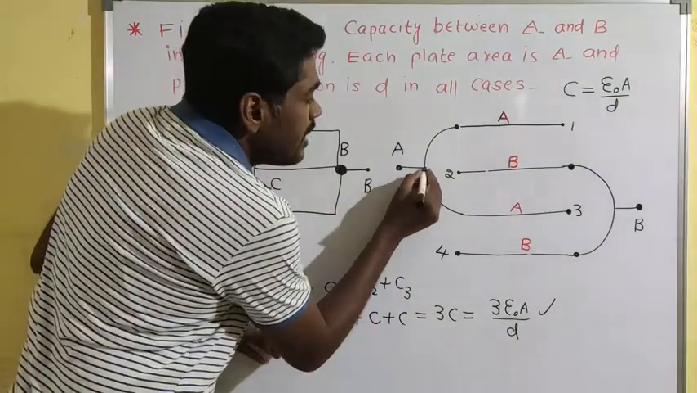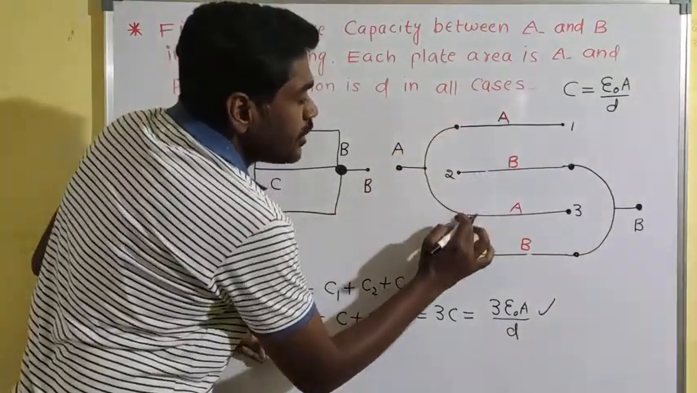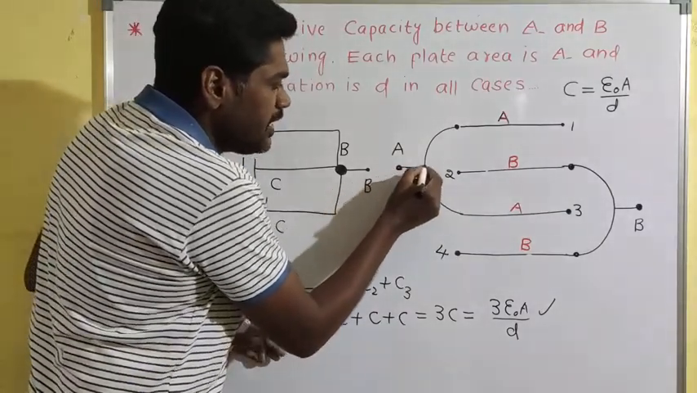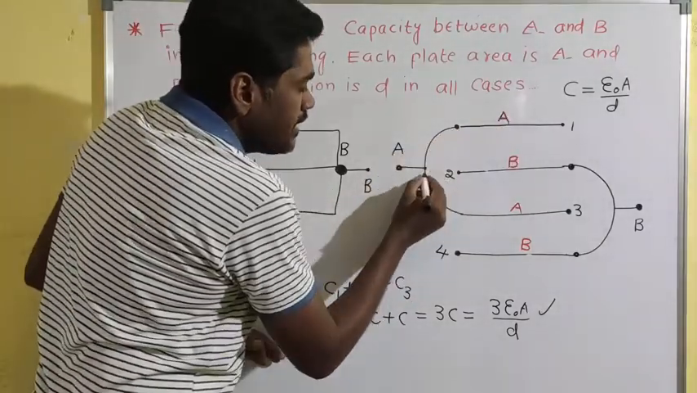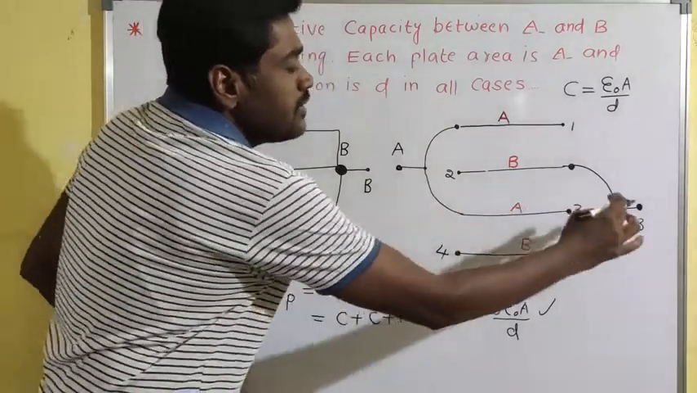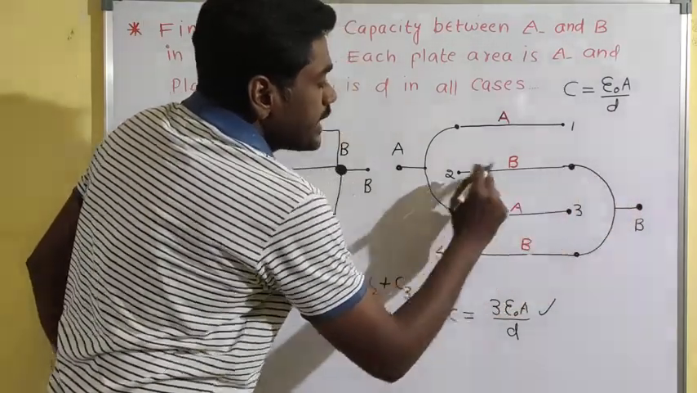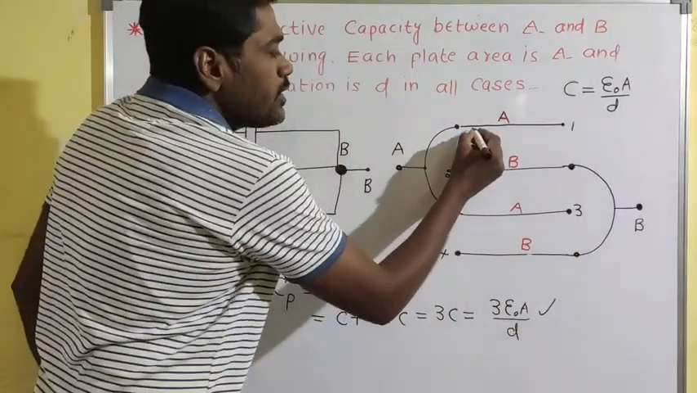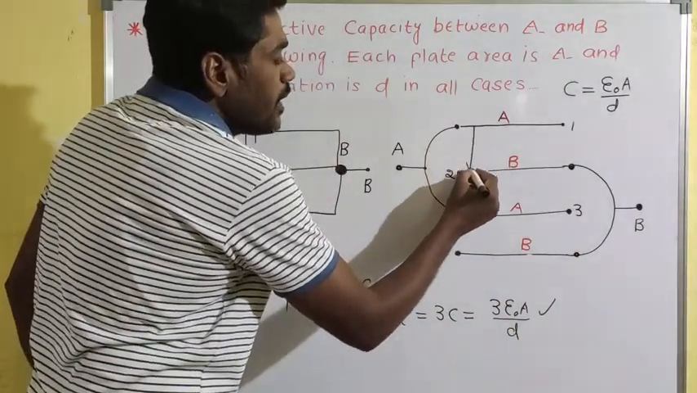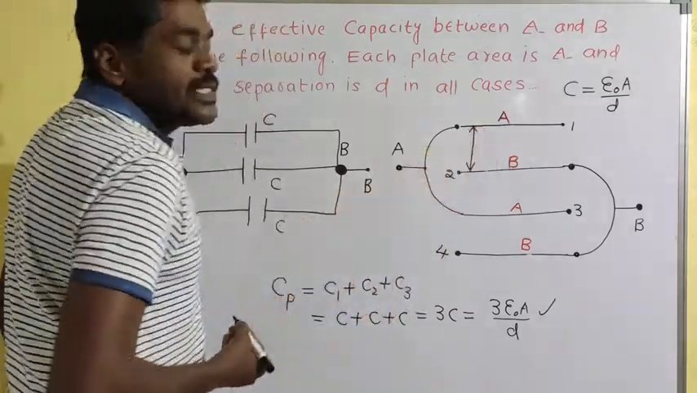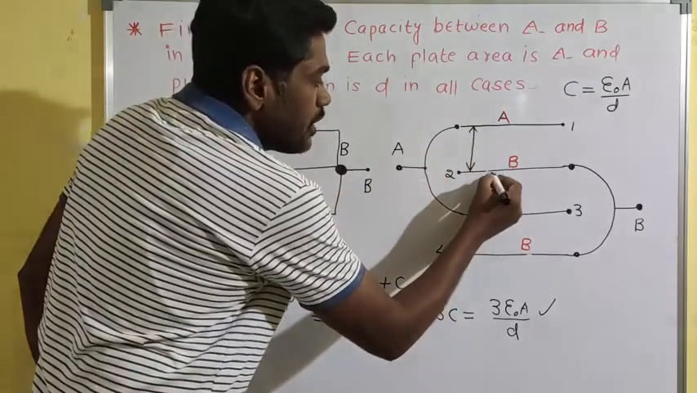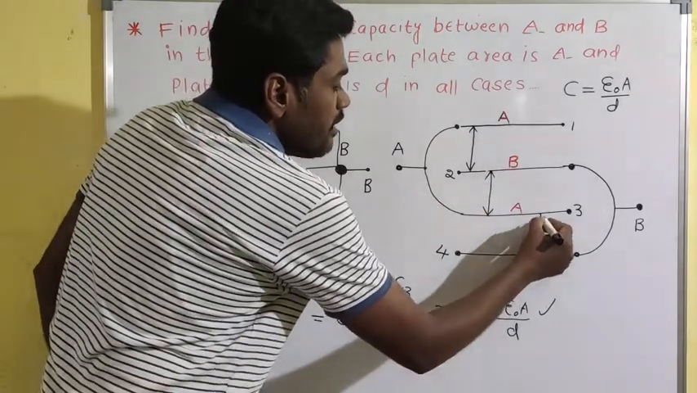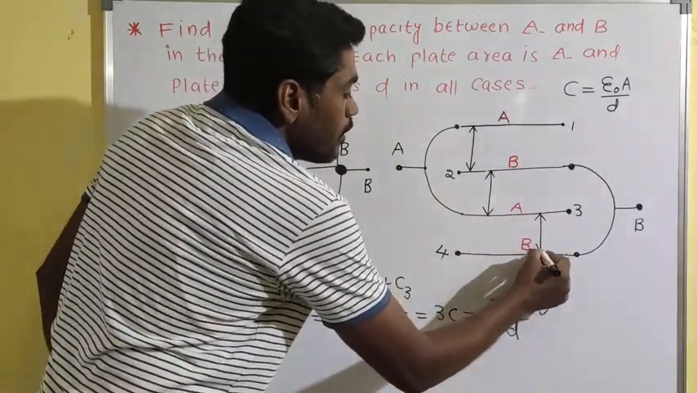You see, sir, this plate 1 and plate 3 both are connected to terminal A. Therefore simply put the name A here and the name B here. Next, B is connected to the second terminal and B is also connected to the fourth terminal. Now A to B forms one capacitor. Next B to A forms one more capacitor. Finally, once again A to B, one more capacitor.